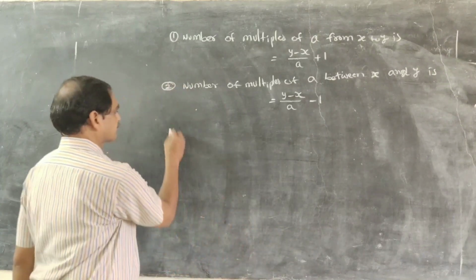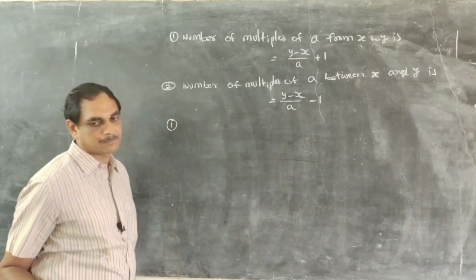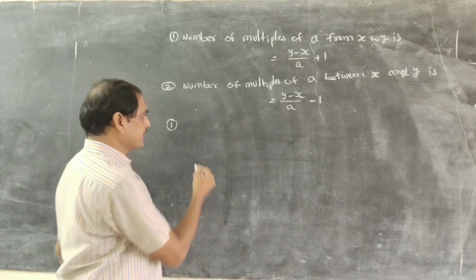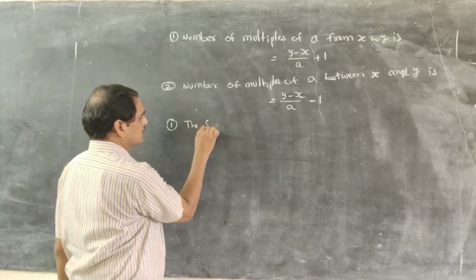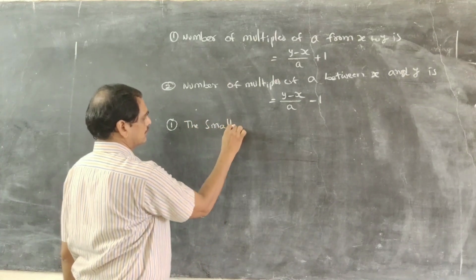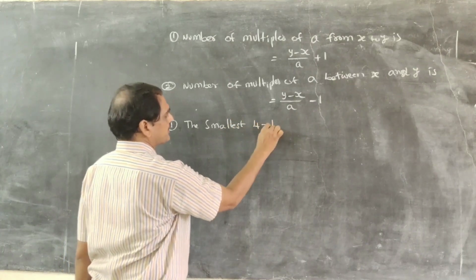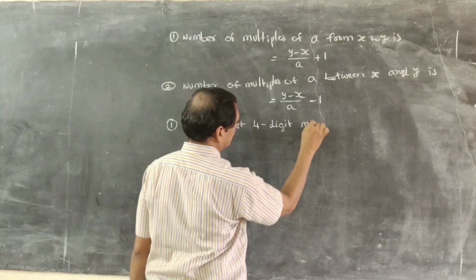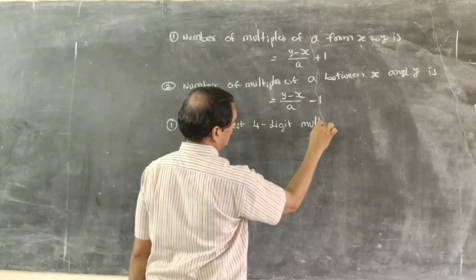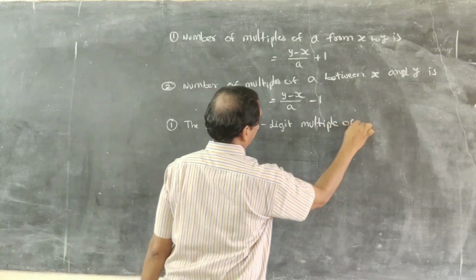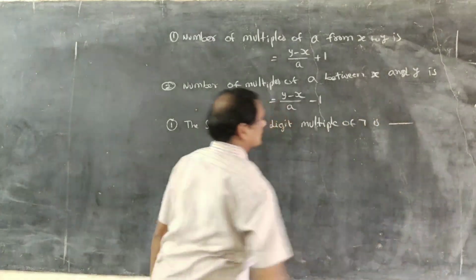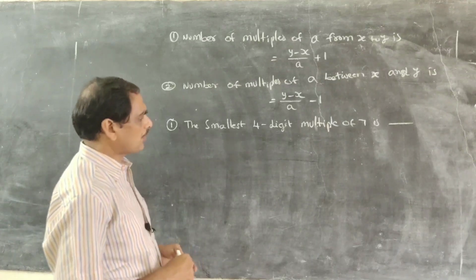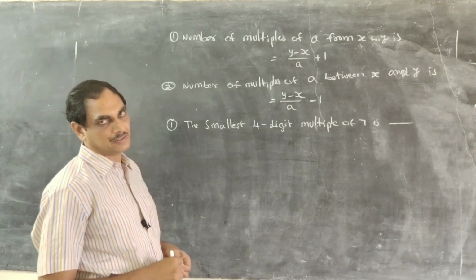Number one. The first problem is: the smallest 4-digit multiple of 7 is dash. This is the first problem which we are discussing. So, the smallest 4-digit multiple of 7.